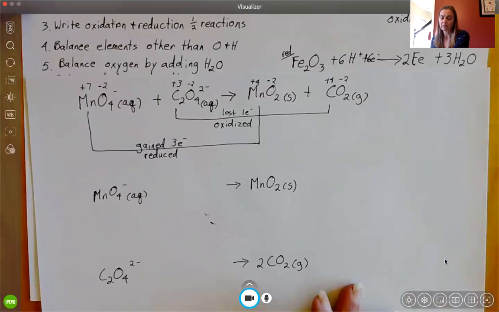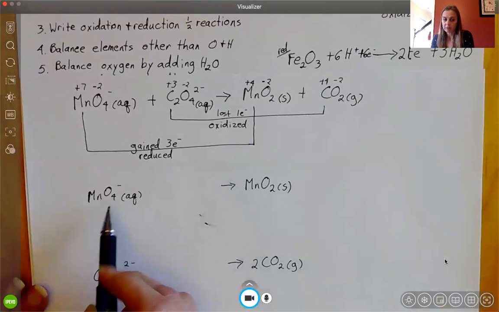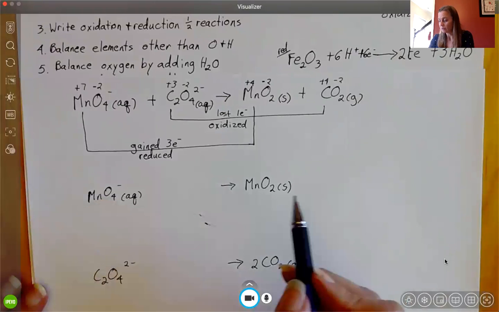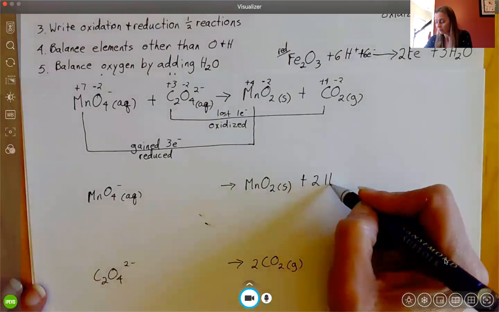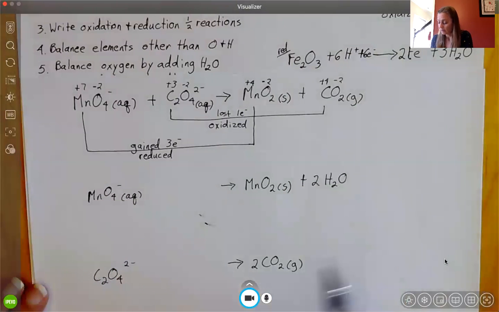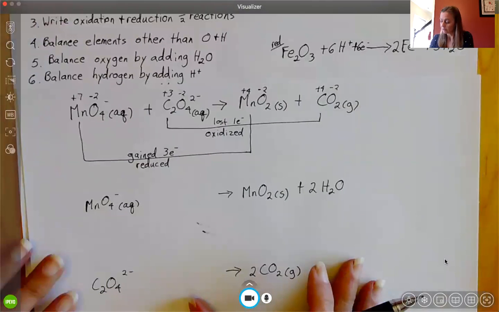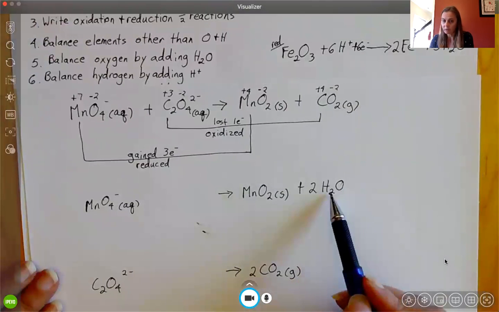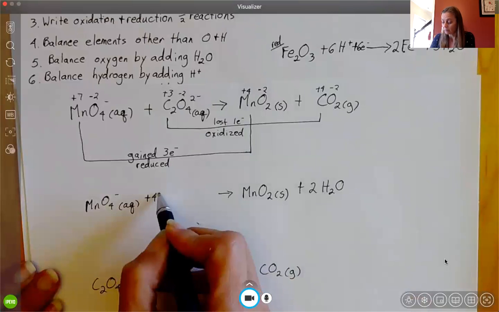So we're going to balance oxygen by adding water. So we have 4 oxygen in the reactant side, only 2 on the product side. So I'm going to add 2 water molecules to the product side. Here I have 4 oxygens and 4 oxygens, so I don't need to do anything to that one. Now we're going to balance hydrogen by adding hydrogen ions. So I have 4 hydrogens on the product side, so we're going to add 4 hydrogens to the reactant side.